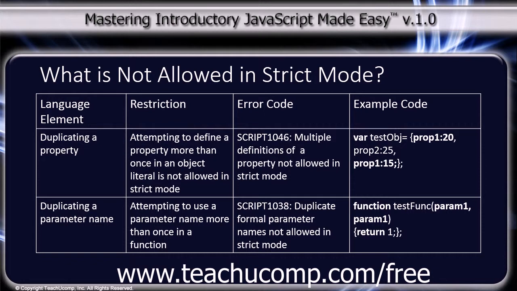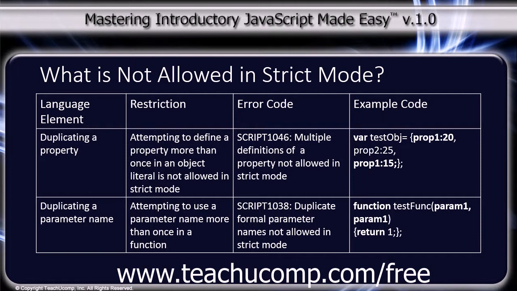Duplicating a property. The restriction: attempting to define a property more than once in an object literal is not allowed in strict mode, and we'll throw the error code script 1046, multiple definitions of a property not allowed in strict mode. And the example code shows prop1 being created twice, which cannot happen in strict mode.